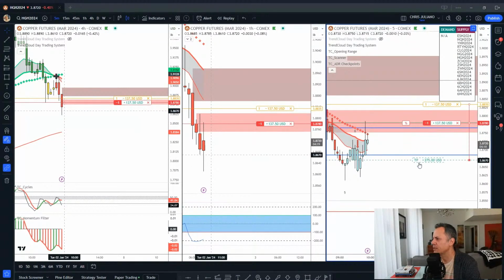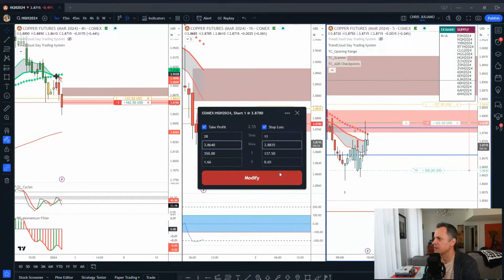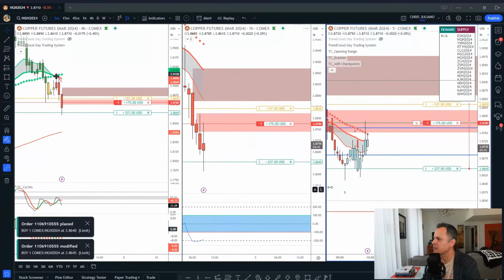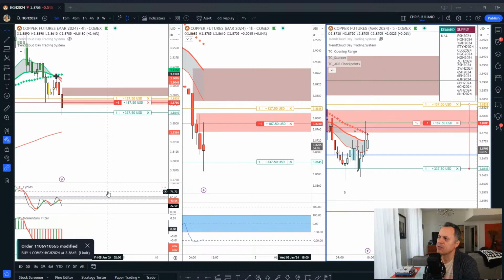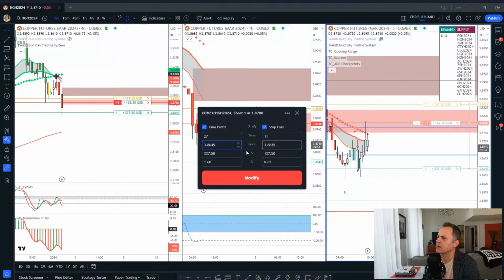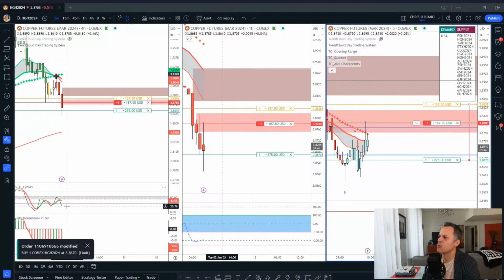And what I would do is I would take that target right at the bottom of this structure here, because we only have one contract. Okay, so we're almost at... where's our... two to one is right there. There's your 2-to-1 target.